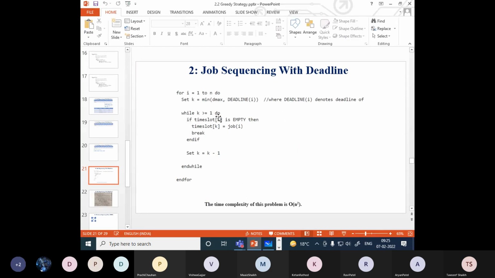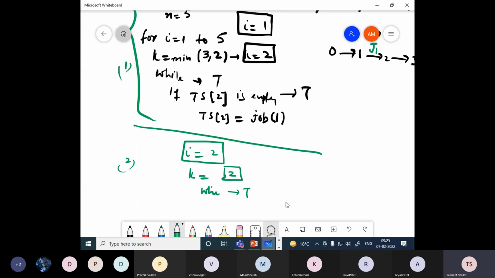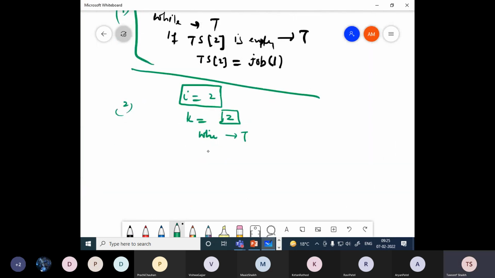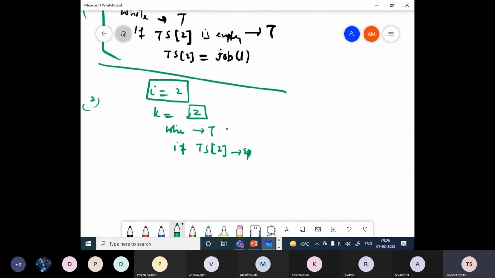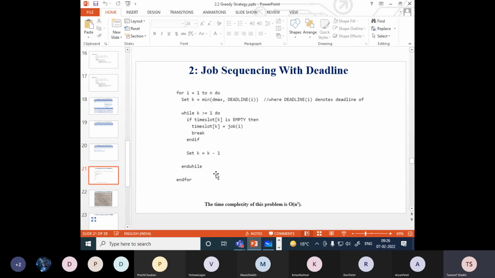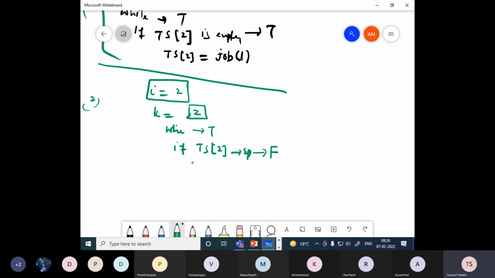because 2 is greater than or equal to 1. If time slot of k is empty, the if condition will become false, because time slot of 2 is not empty, that has been given to J1. So this will become false. When it became false, this condition stops, we directly reach the step where we decrease k by 1. K is equal to k minus 1. So the new value of k will be equal to 1.